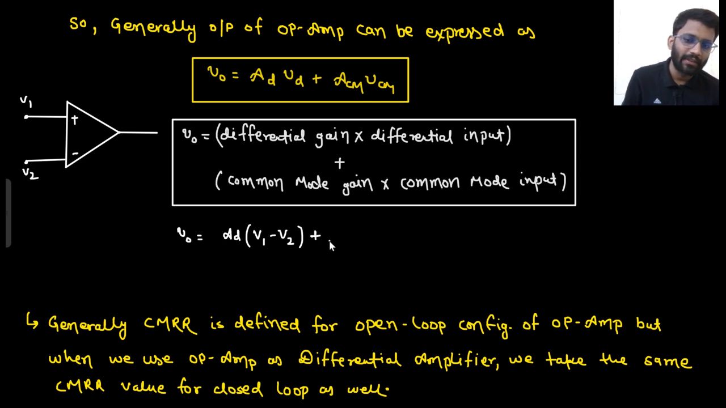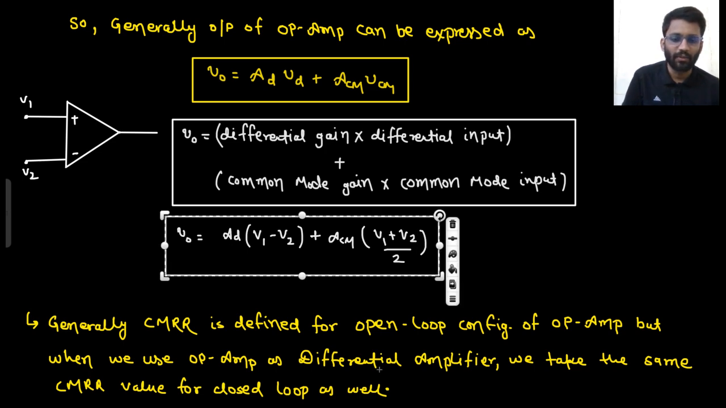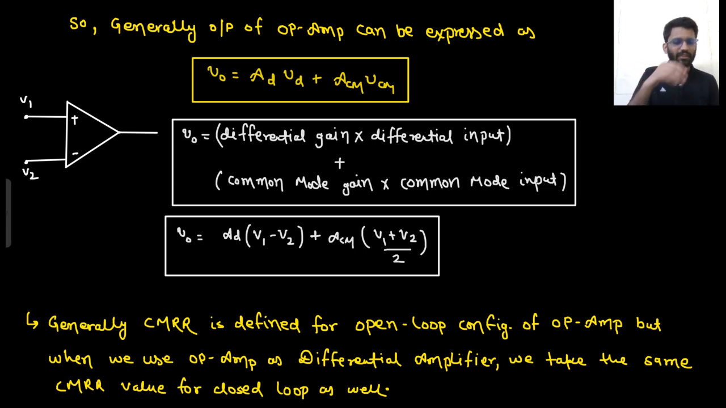Plus, I will have some common mode gain. What will be my input for common mode gain? I take the average of the input. What is the average of the input? V1 plus V2 by 2. This is how I can write it, right? This is the other way of expressing it. Sometimes this is how you can also express it. We can solve the problems on it in the assignment video. You will see some problems on it as well, so it will all be clear to you. You will not have any doubt. That's my guarantee.